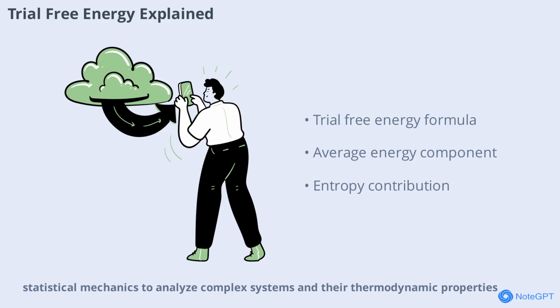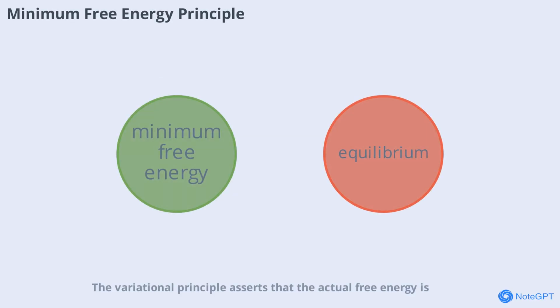their thermodynamic properties. The variational principle asserts that the actual free energy is always the minimum value among all possible trial free energies. This means that physical systems naturally evolve toward configurations that minimize their free energy. This principle is fundamental for understanding equilibrium states and predicting how systems respond to changes in temperature, pressure, or other external factors. It also underpins many computational methods used in modern physics and chemistry.